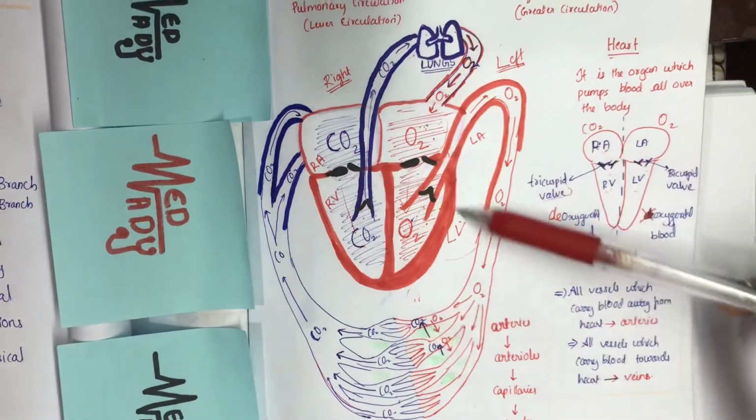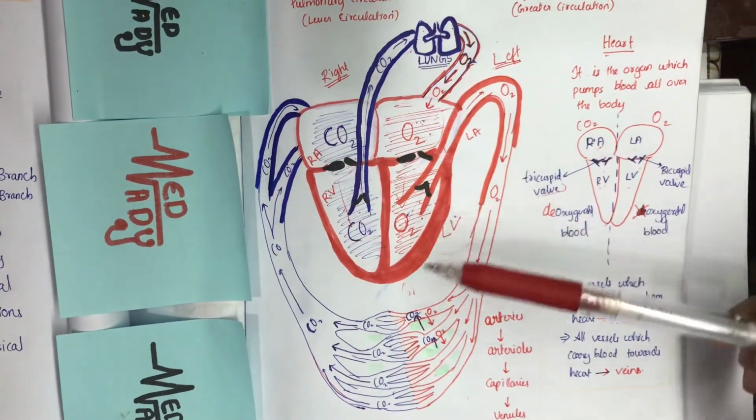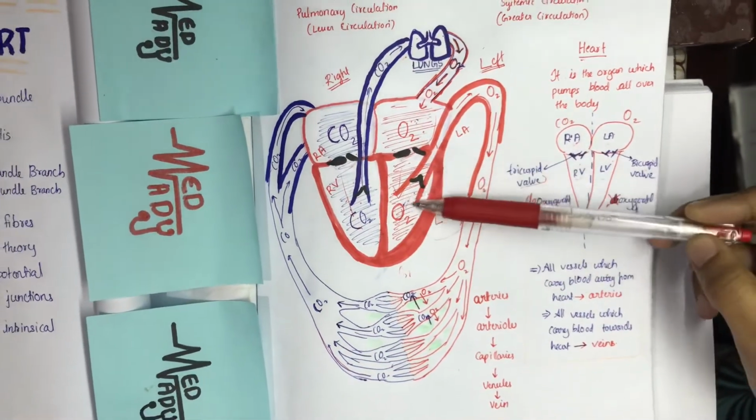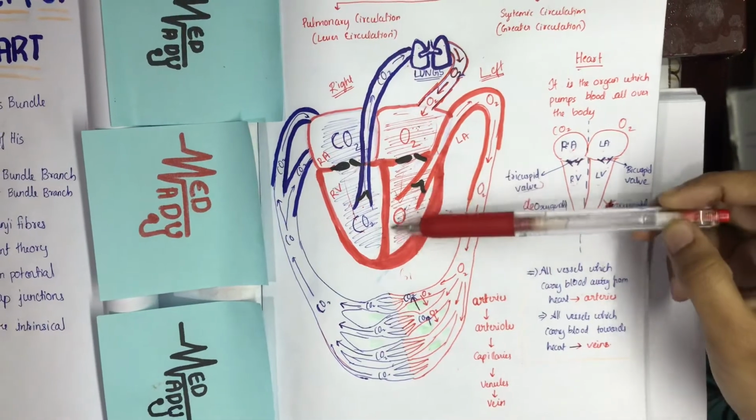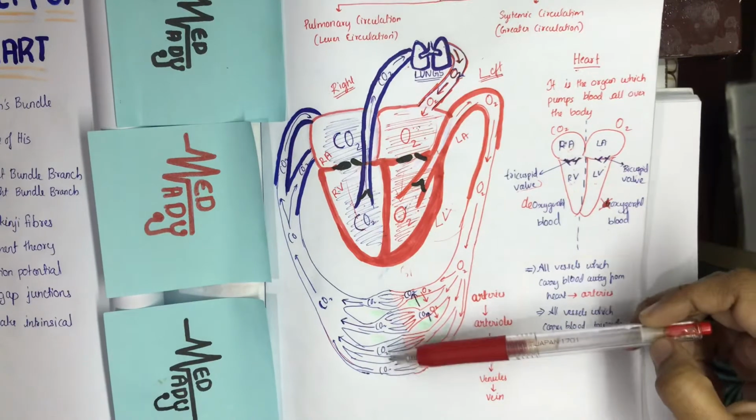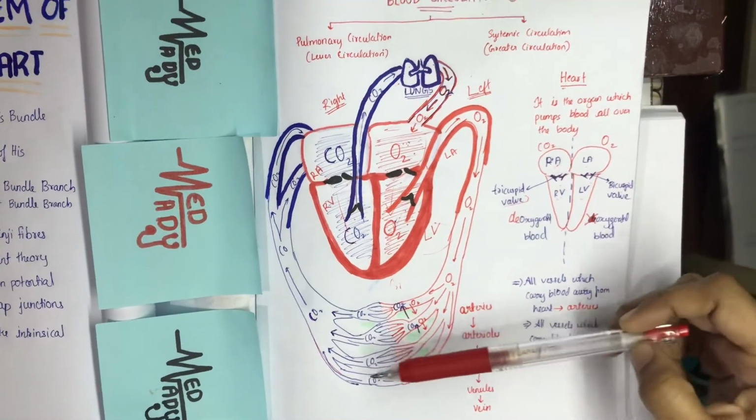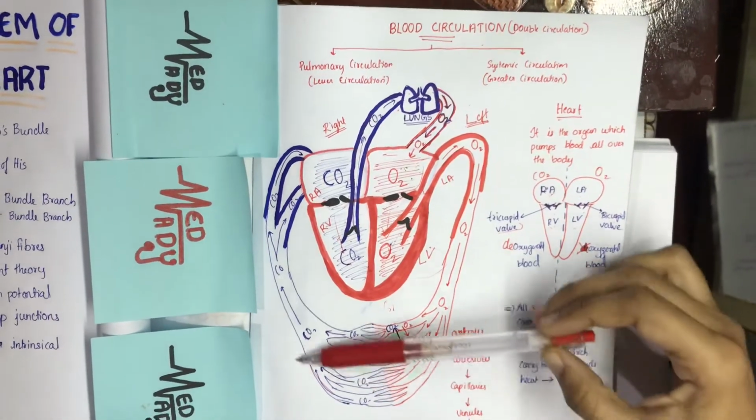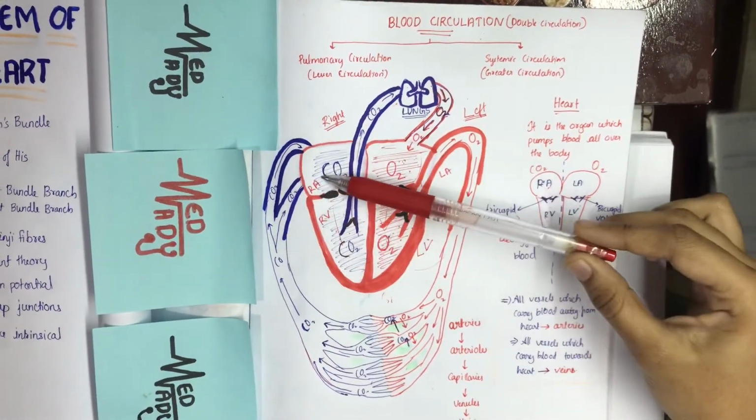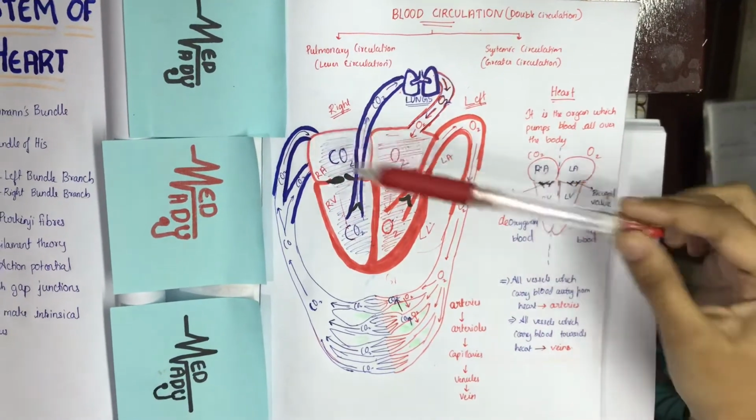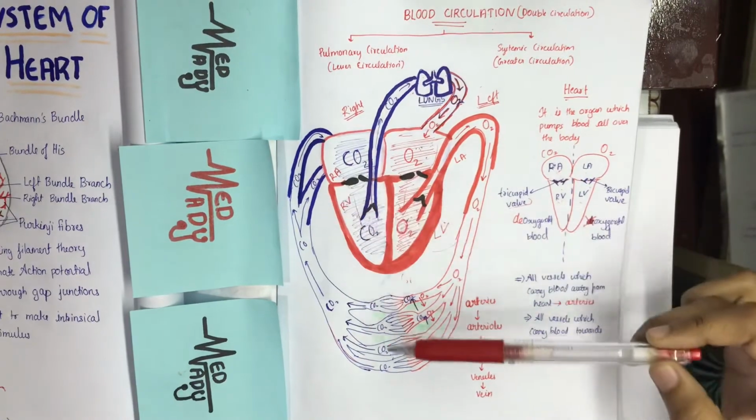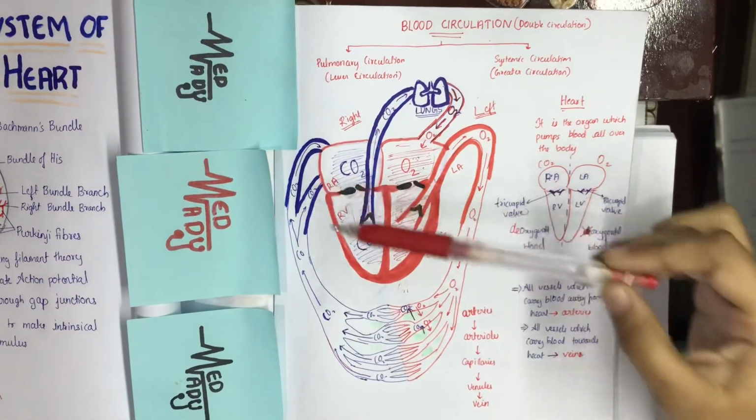So let's tell the circulation. The circulation starts from the left ventricle. In the left ventricle there is pure blood. So the aorta takes this pure blood to all parts of the body, and it becomes deoxygenated, and the deoxygenated blood comes back to the right atrium through the superior vena cava and the inferior vena cava. Superior vena cava takes blood from the upper part of the body, and from the lower part of the body, the blood is taken by the inferior vena cava.